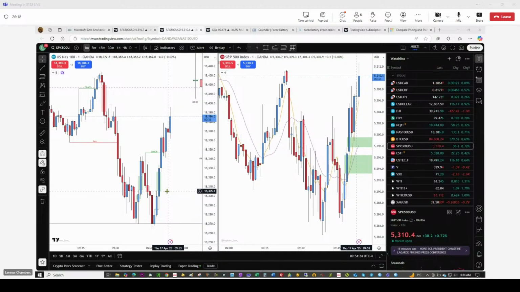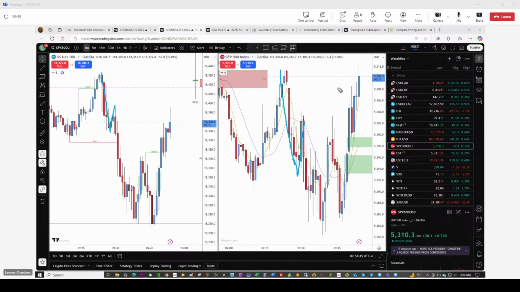What time frame is that, Lennox? These are the 1 minute time frames. Okay. Wow, the charts are so different. They are. Here's the 1, 2, 3 top on the S&P, and look at how small it was on the NAS. Yeah, that's quite a difference.